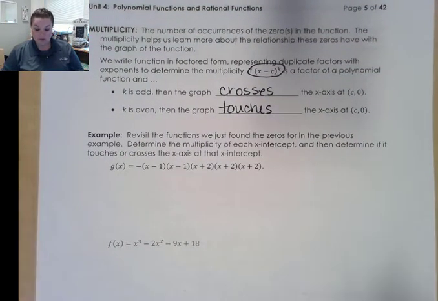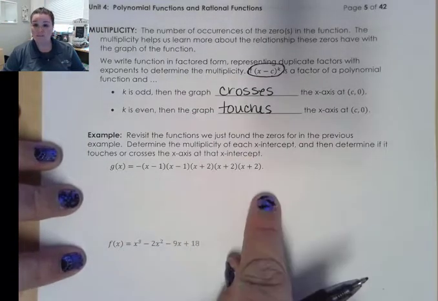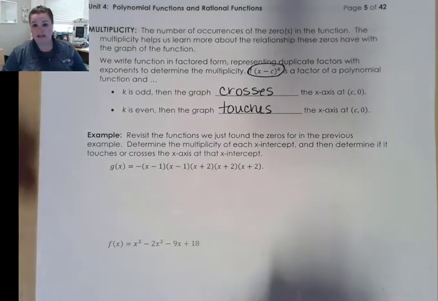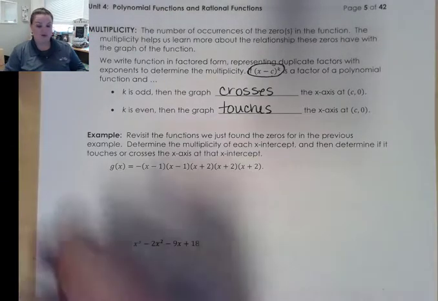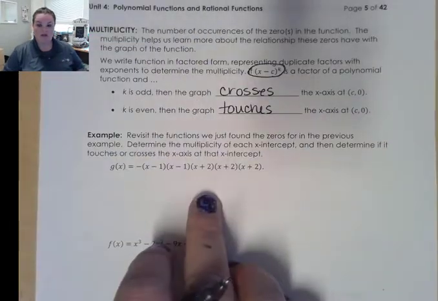Okay? So what I want to do is look at the same exact 3 examples we just did on the last page. Notice these are the same ones. And we're going to list them out in factored form so that we can determine if it touches or crosses at each of the zeros. Okay? So you can refer back to this page where we just worked these out. I'm going to go ahead and just copy it over.